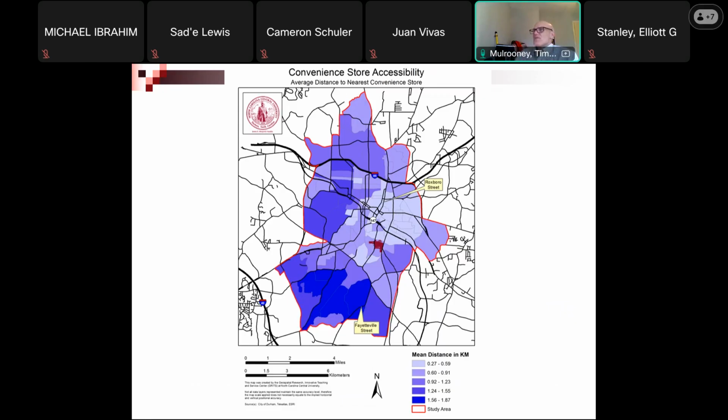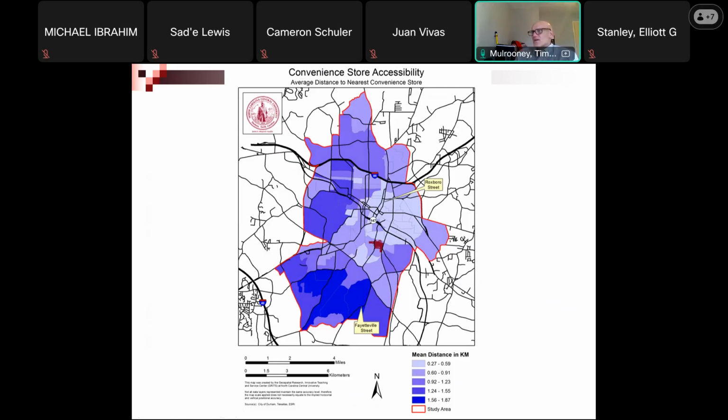But I've got a map here that has convenience store accessibility. And so I've measured how far it is in kilometers to the nearest convenience store. I forgot what measure that I used previously. So you can see over here, kind of the east side of the city, they have much better access or availability to convenience stores. These other darker areas here have lower access to convenience stores.